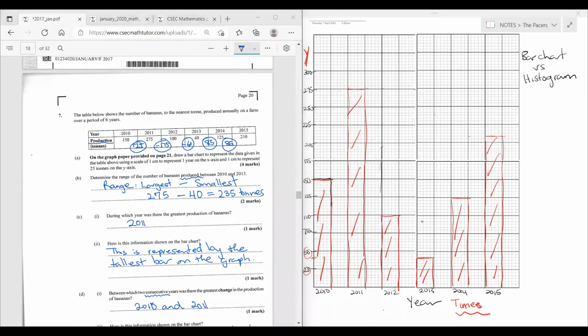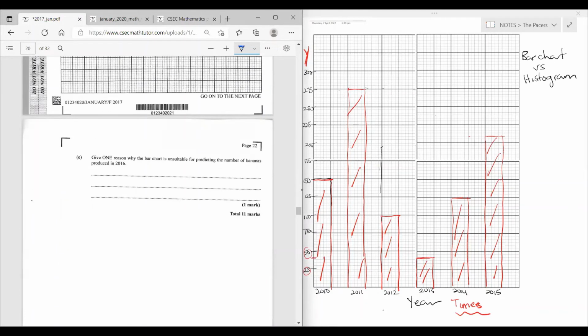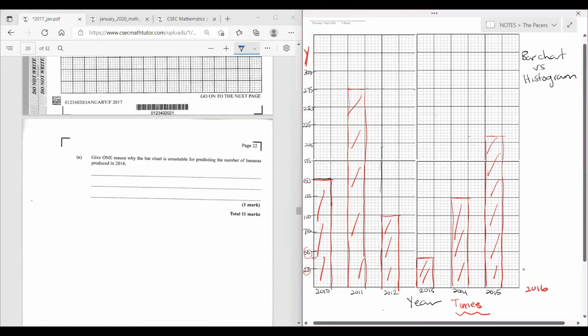Miss, can you repeat the question, please? The question says, give one reason why the bar chart is unsuitable for predicting the number of bananas produced in 2016. So here, 2016, why the bar chart is unsuitable for telling us an average of what the amount of tons will be for production of bananas in 2016. Because it has fluctuated. Because it fluctuates. Well, yeah, something like that.